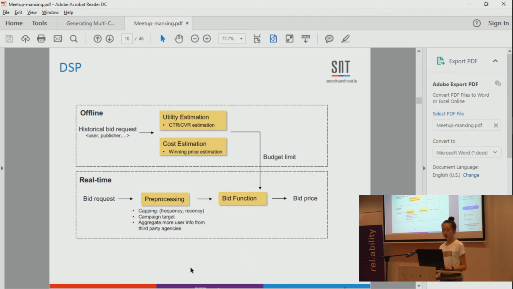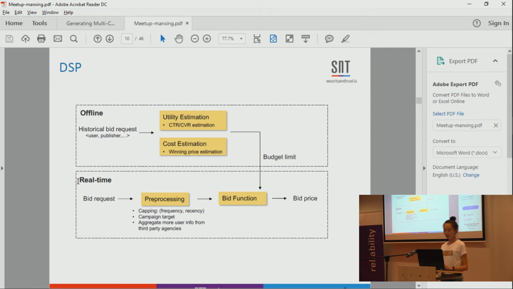So now let's take a look at a demand-side platform and how it works. Basically, there are two stages: one is offline and one is in real time. Offline, we need to train models using all the historical bidding requests. The first thing we need to guess is whether this user is going to click on something or buy something, which is click-through rate or conversion rate estimation. A second model is winning price estimation, which means we need to guess whether we can win this auction and how much we need to pay. And of course, every advertiser will have a budget limit. We use all this information to come up with a bidding function.